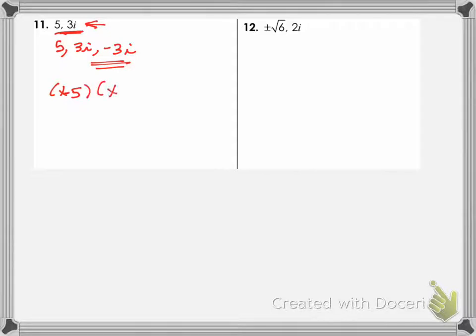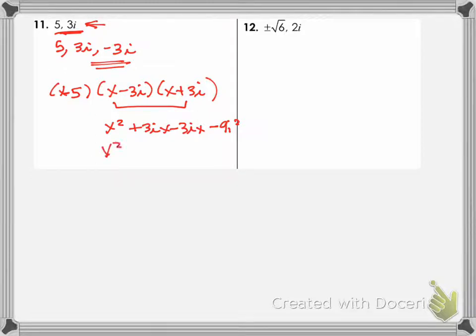And it would be x minus 3i, x plus 3i. Okay, now this is kind of cool when these get multiplied together. Let's do this first. That would be x squared plus 3ix minus 3ix, because this is a difference of squares. That's going to go away, right? And then it's minus 9i squared. Now let me get to that in a minute. This would be x squared minus 9i squared.